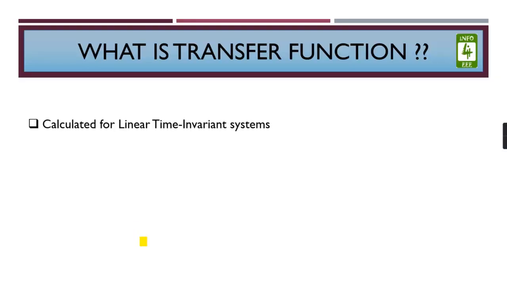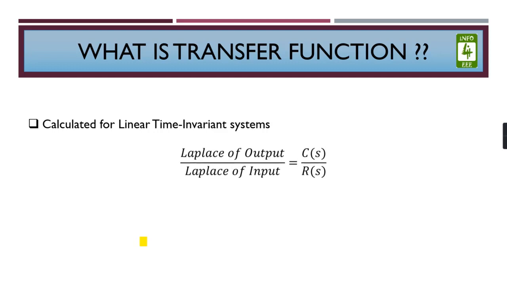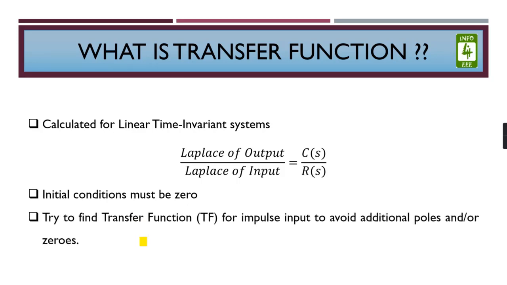Now what is a transfer function? It is calculated for a linear time invariant system and it is given as the ratio of the Laplace of output to the Laplace of input, that is C(s) divided by R(s). Always remember that initial conditions must be 0. Also try to find the transfer function for impulse input to avoid additional poles and or zeros. Therefore, if nothing is given in your question, then consider your input as impulse input.